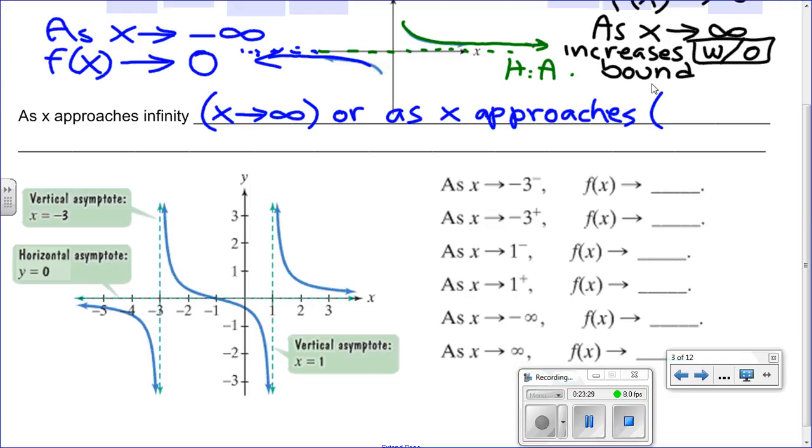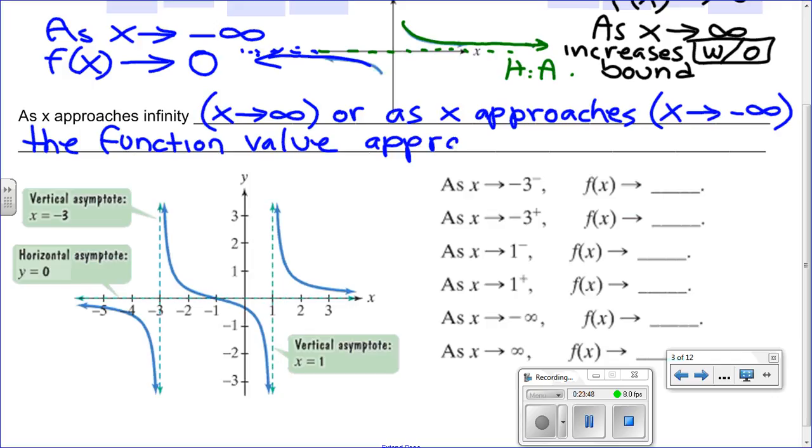Negative infinity, the function value approaches 0. And with arrow, we already know, approaches 0. Okay, so let's go over the graph.